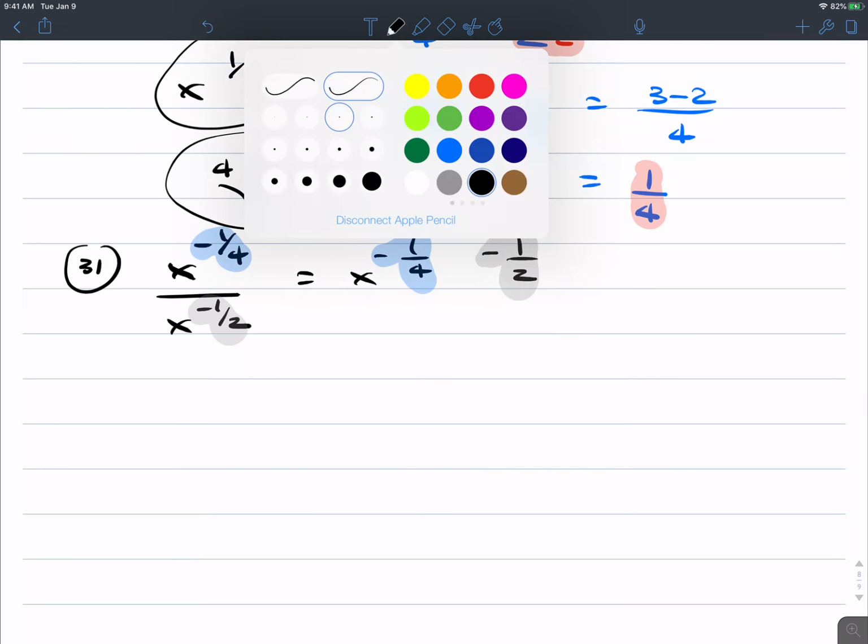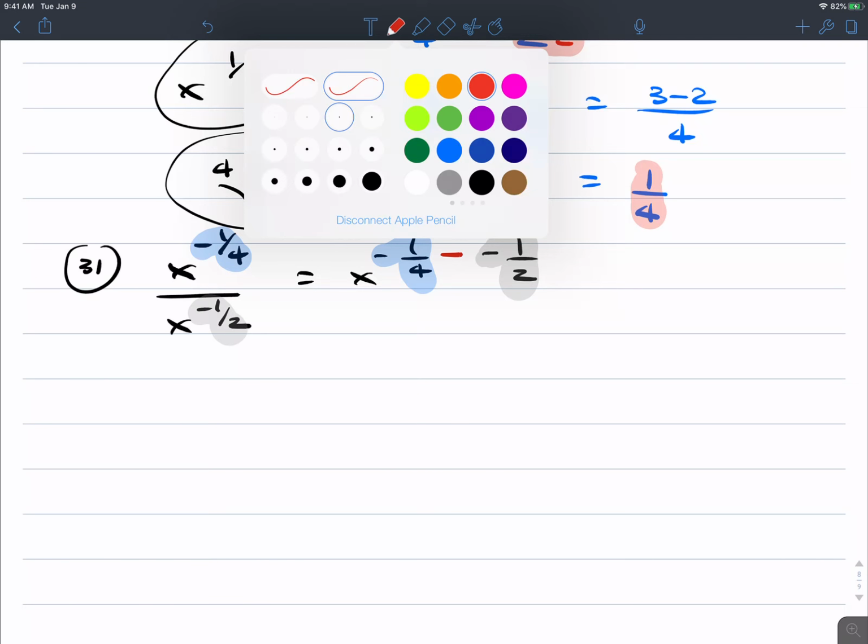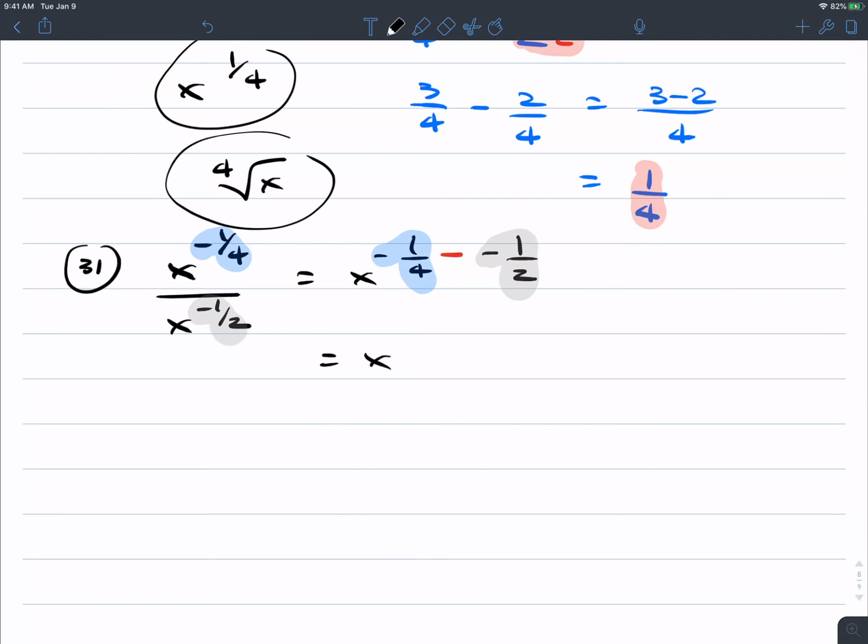What's the operation that goes between these two numbers? Subtraction, is that true? Yes. So I want to emphasize this. You're going to have to subtract your powers. Is that right? Yes. Now, what you end up with is x to the negative 1/4, because minus the minus is what? Plus 1/2.